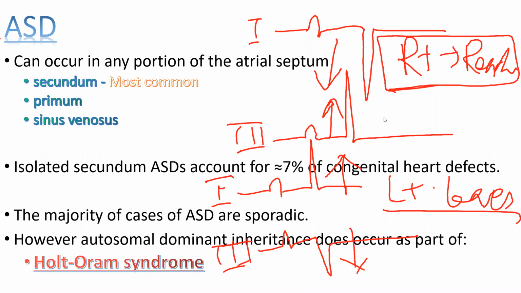Okay, so now I'm going to give you some properties, and you tell me which type of ASD I'm talking about. This ASD is the most common ASD. Which one? Secundum. Very good. This ASD is almost always associated with mitral regurgitation. Which one? Primum.